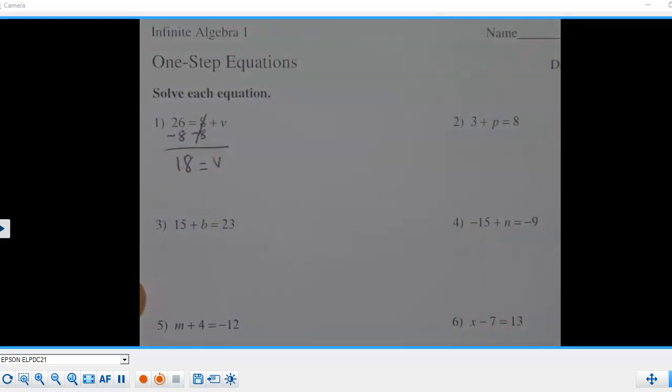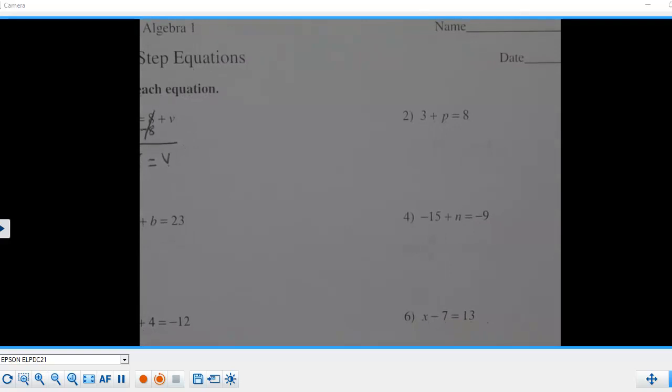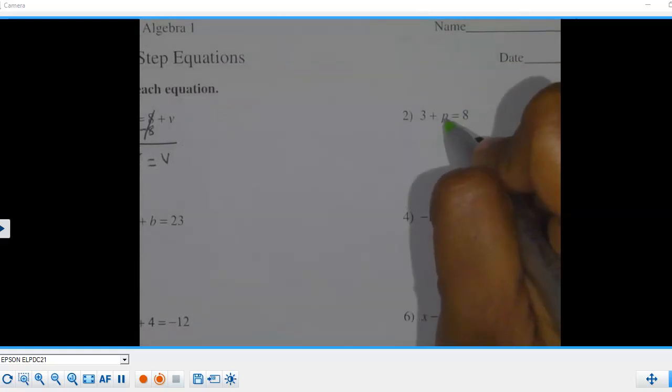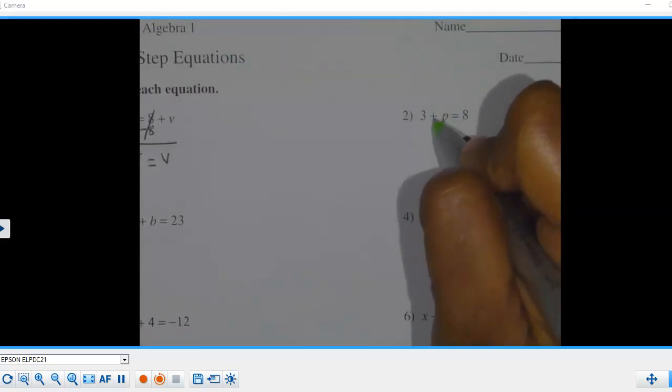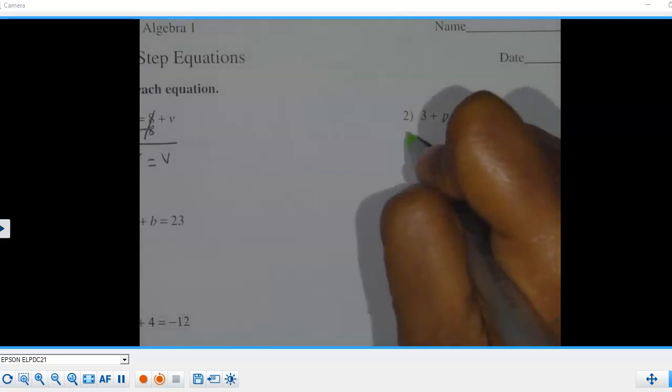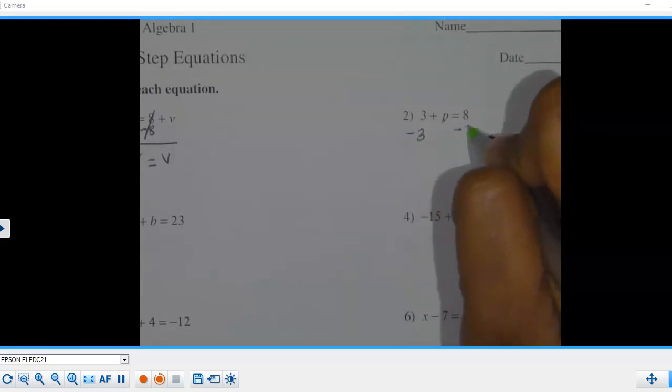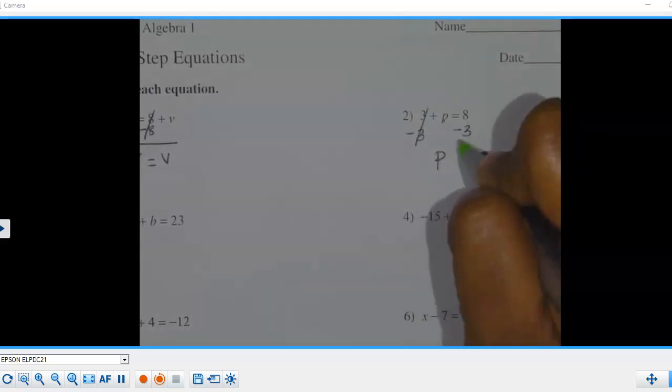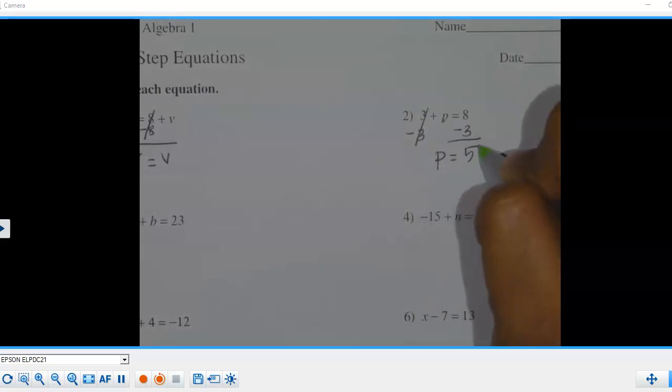All right, we're going to move to number 2. Some of these are really easy, so I will jump around. So again, what's happening to P? P plus 3. Even though that looks a little backwards, we still have addition. This is positive, so we're going to subtract 3. What we do to one side, we do to the other. So P is equal to 5.